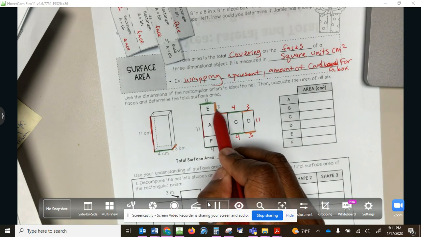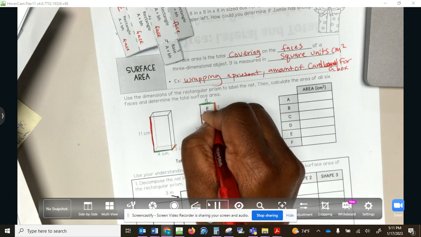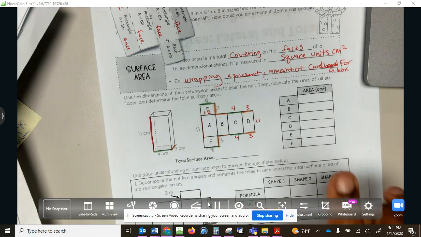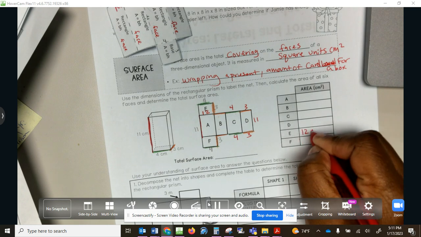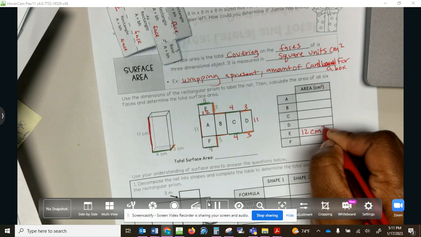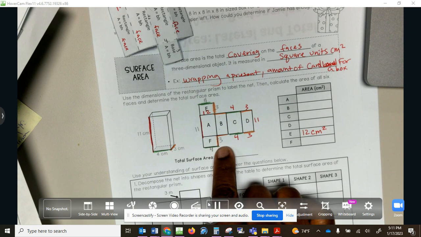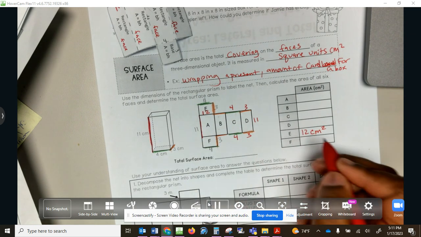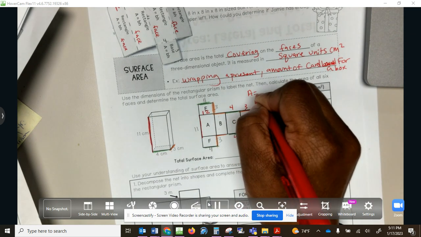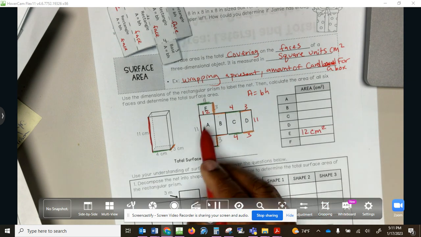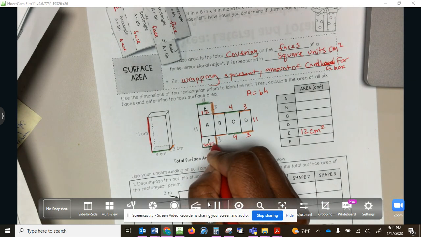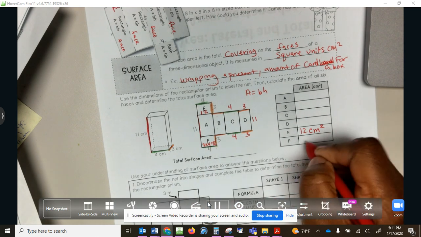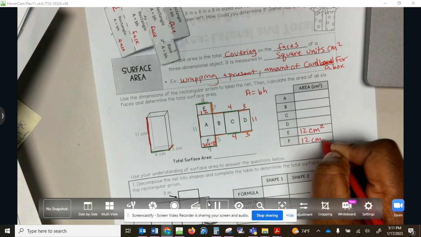So for here, 4 times 3, that's 12. And that's angle E. So at E, I'm going to put 12 centimeters squared. 4 times 3, because again, for rectangles the area is base times height. So each one of these, I'm doing base times height. So 3 times 4, that's 12. That's F. So I'm going to put 12 centimeters squared here.